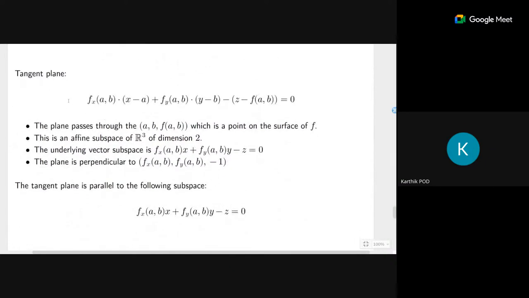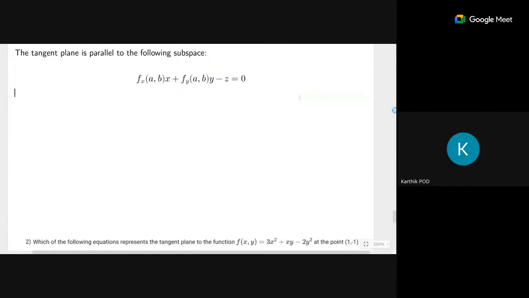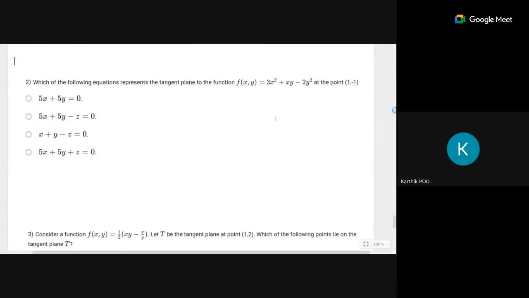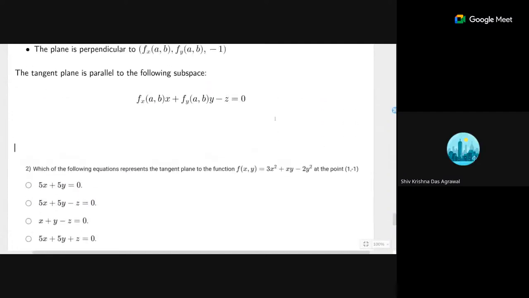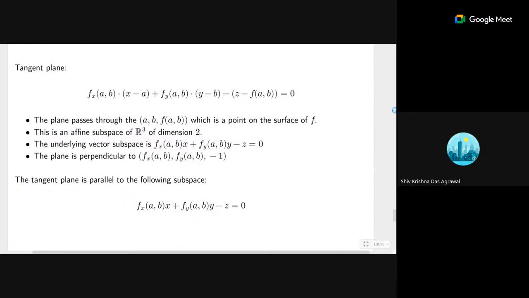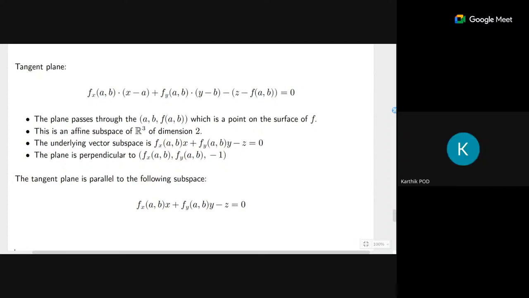If you have agreed with that particular statement, are you all able to see that this is the subspace corresponding to this affine plane? Yes, sir. Okay, so very quickly before we close, let's do one example. Sir, one question here. Yeah. That tangent plane would have a common point with that function at a point or at a line, right? At a point, right? The idea of a tangent still remains the same, right?